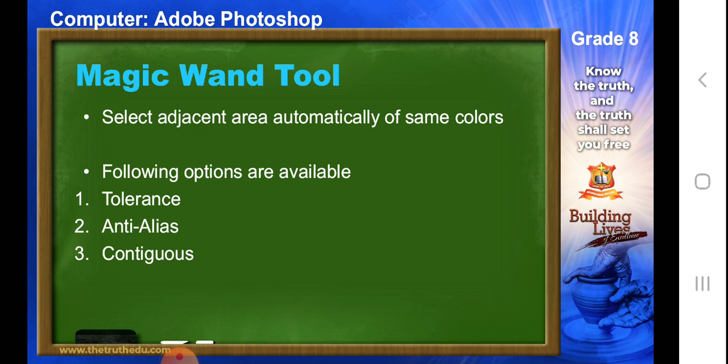Next comes the magic wand tool. The magic wand tool is used to select automatically the adjacent area of the same color in an image. So there are a few settings for the magic wand tool. First is the tolerance. Now this tolerance determines which color selection will be selected.